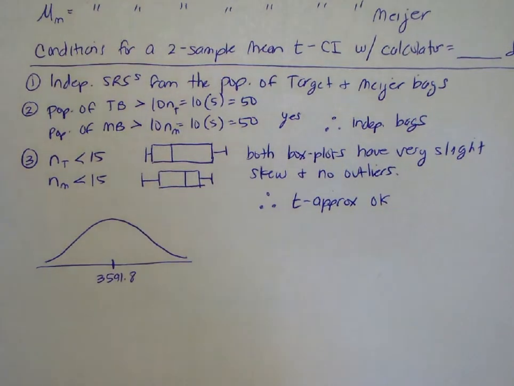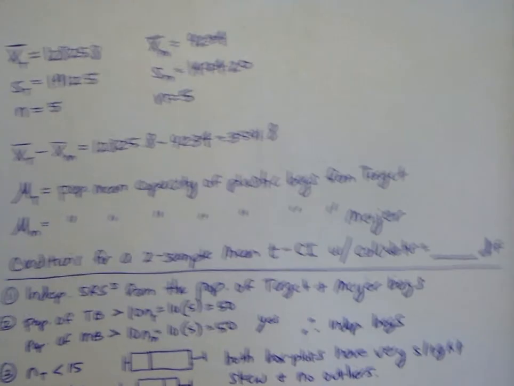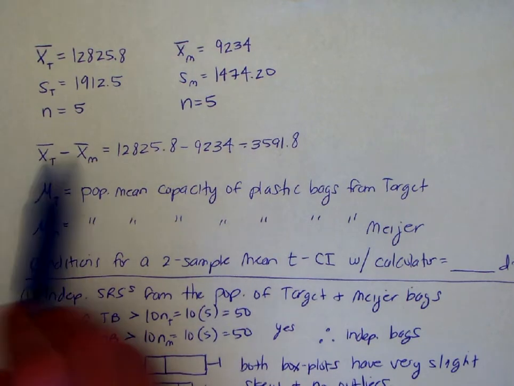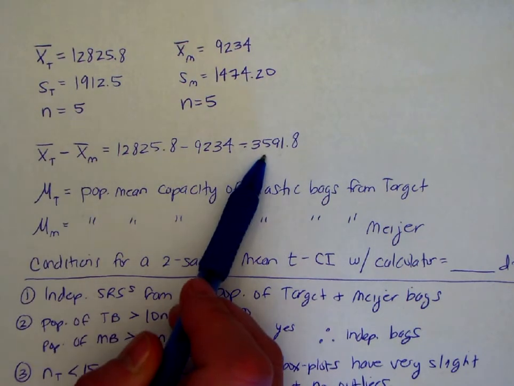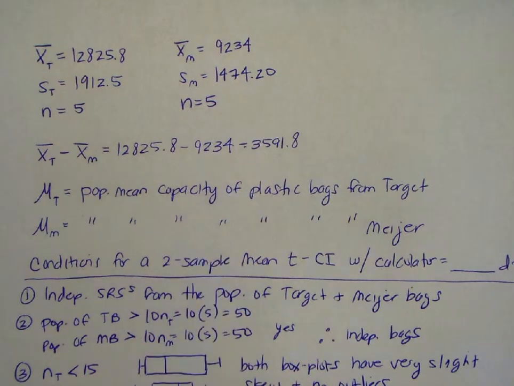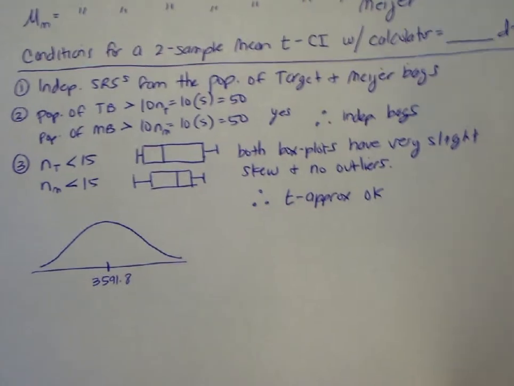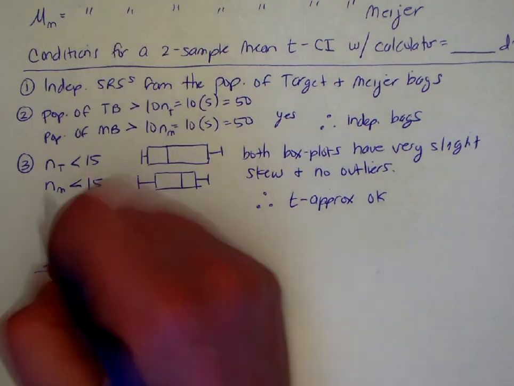Okay, and let me move that up. That came from doing the subtraction of your two sample means. That's how I got the 3591.8. So that's what's going to go in the middle. We're going to do a 99% confidence interval, because that was what the problem was asking.